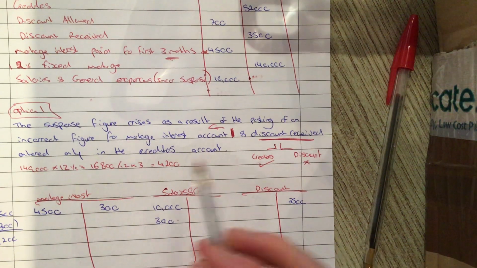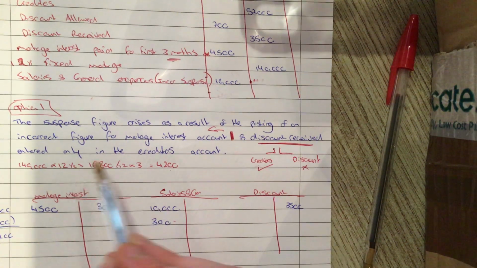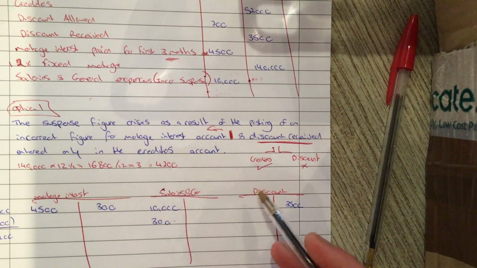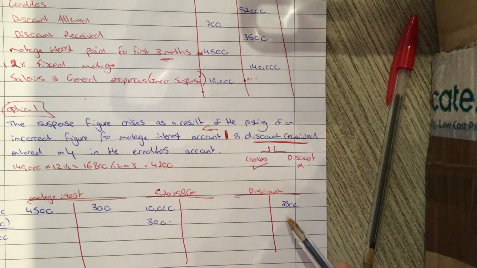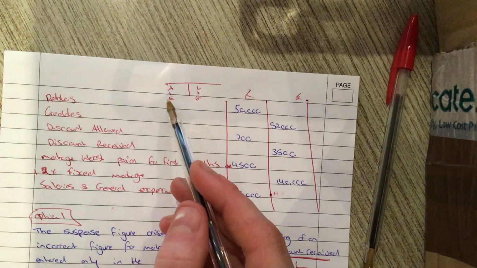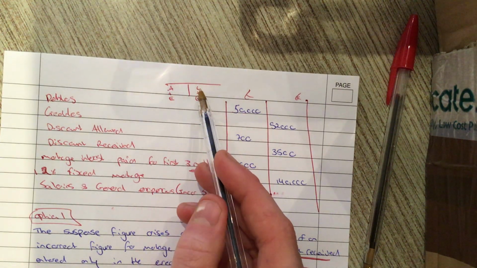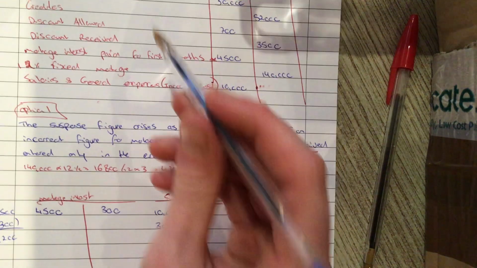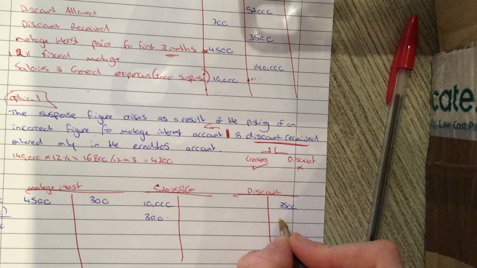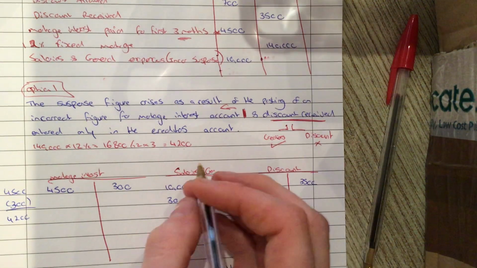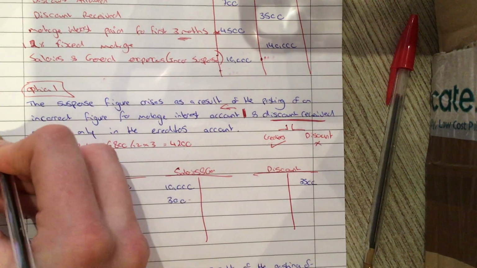So €600, discount received entered only in the creditor's account. So it was entered in the creditor's account, but it wasn't entered in the discount. If I receive a discount, is it going to be an asset or an expense? It's going to be neither. So can it be a liability? Definitely not. It's a gain. Why? Because I'm receiving a discount for €600. Okay? I didn't even put in the figure here. Sorry, that's this of 600. Okay, €600.